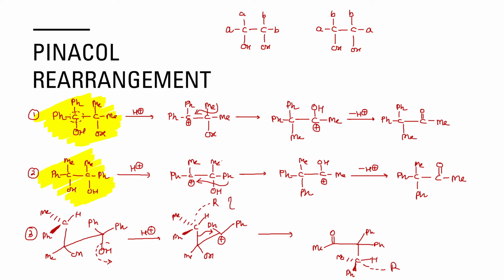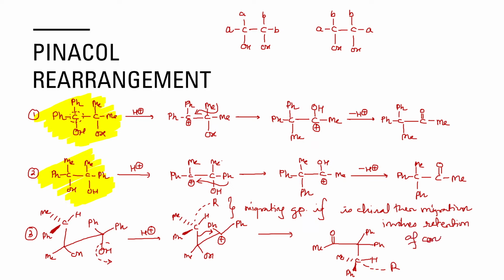So if the migrating group is chiral, then migration involves retention of configuration. Okay.